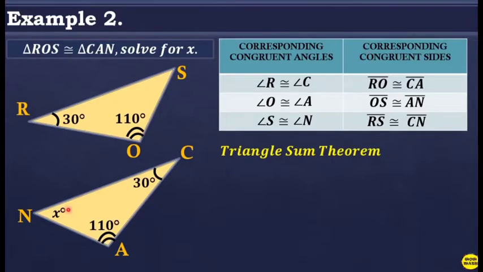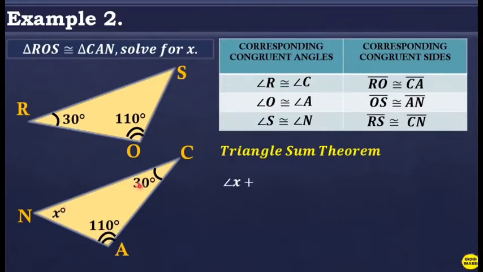Ano po bang ibig sabihin nito? Ito po yung sum ng interior angles is always 180. So, ang lagi pong sum ng interior angles ng triangle natin is always 180. So, dapat, kung meron ka na ditong 30 at meron ka na ditong 110, dapat itong measure ng angle na to ay mag-a-add o magto-total ng 180. Okay? Para maging 180 sila.